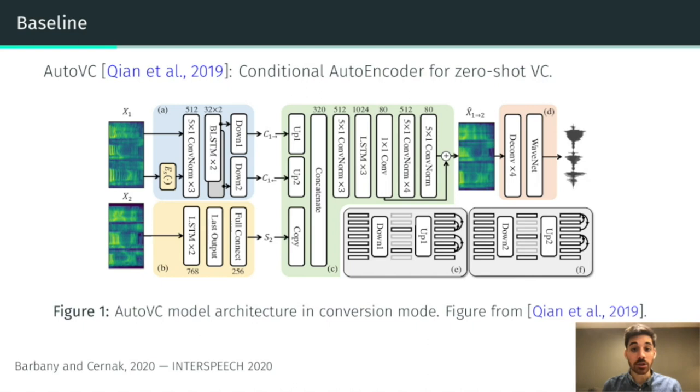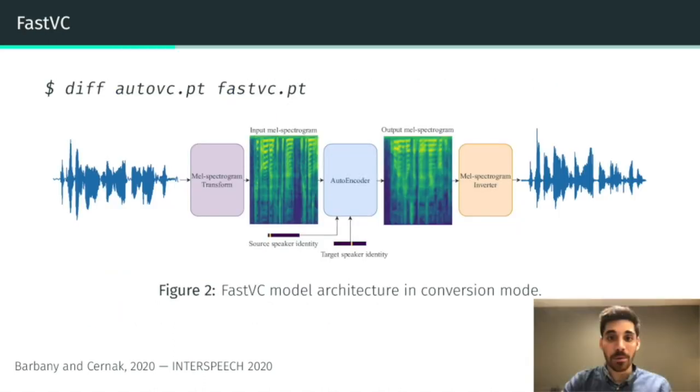Our work takes AutoVC as a baseline, because this model satisfies two of the three constraints that we had. First of all, it's a simple model based on conditional autoencoders, and second of all, it achieves high quality results. Now, let's talk about FastVC. Our model achieves voice conversion with a three-stage procedure, similarly to AutoVC. Since these two models have a lot of similarities, I will focus on the main differences that we have with respect to AutoVC in each of these stages.